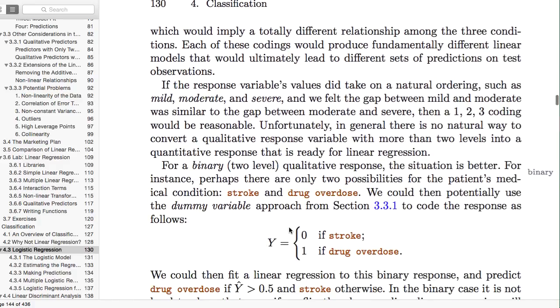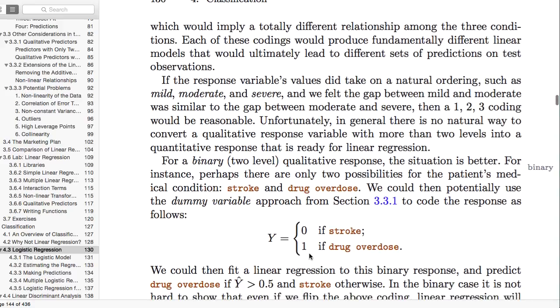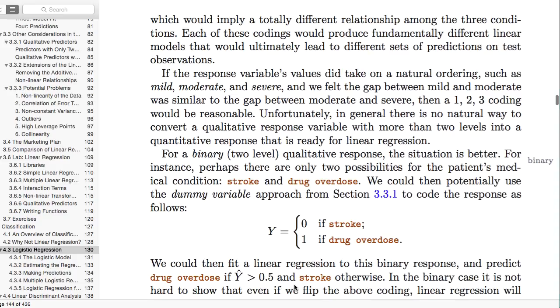So instead what we want to do is something like this, which we've already looked at. 0 if stroke, 1 if drug overdose. We can encode something like this using an indicator variable or a dummy variable that we looked at previously. And in the case of there being two classes that we want to classify, we could say halfway. So if it's 1, it's definitely a drug overdose. If it's 0, it's definitely a stroke. If it's greater than 0.5, we're going to say it's a drug overdose. If it's 0.5 or less, we're going to say it's a stroke. We just divide it right down the middle, in this binary case.